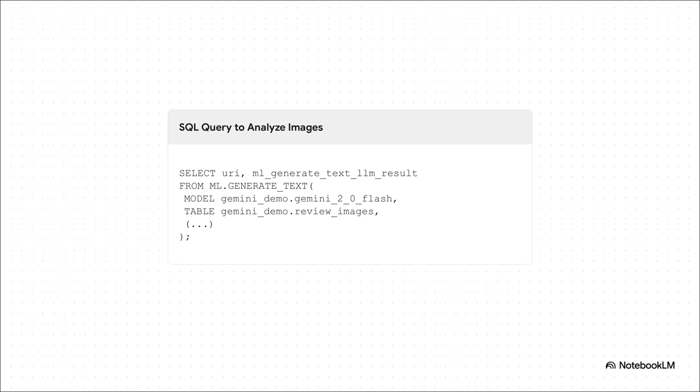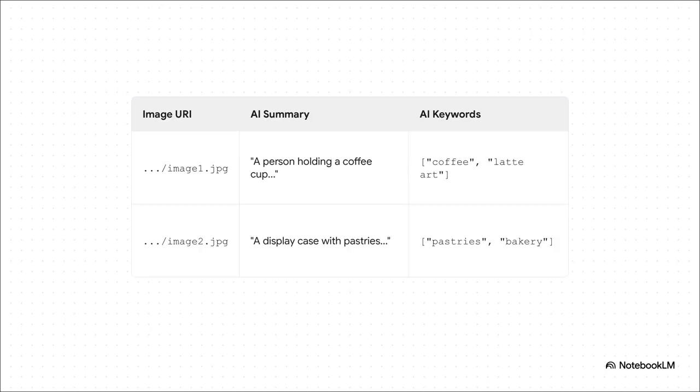Instead of pointing it to a table of text reviews, we just pointed it to a table that had the file locations of our customer photos. The prompt was super simple. Give us a summary and some keywords for each image. And check out these results.